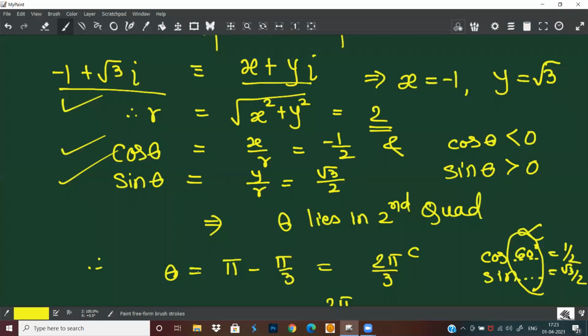Shravani, could you copy everything? Screen is lagging. Very clear. Okay.